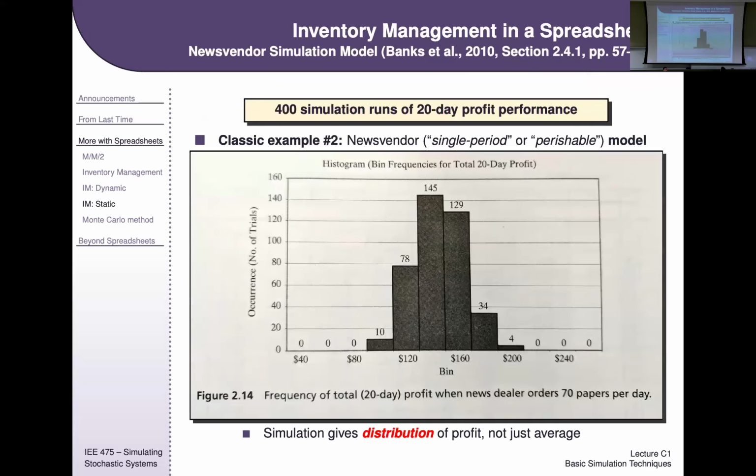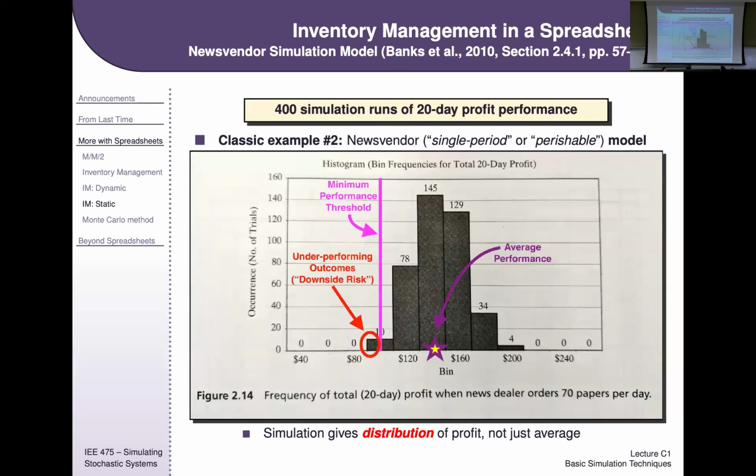So that's what we did here, is that we said, well, let's run 400 20-day periods. And this is what the profit looks like for 400 20-day periods. So sometimes you make as much as, in 4 out of those 400, so 1% of those times, you make as much as $200. But there are some where you're making under $100 in that 20-day period. So knowing this distribution is a lot more interesting than knowing the average.